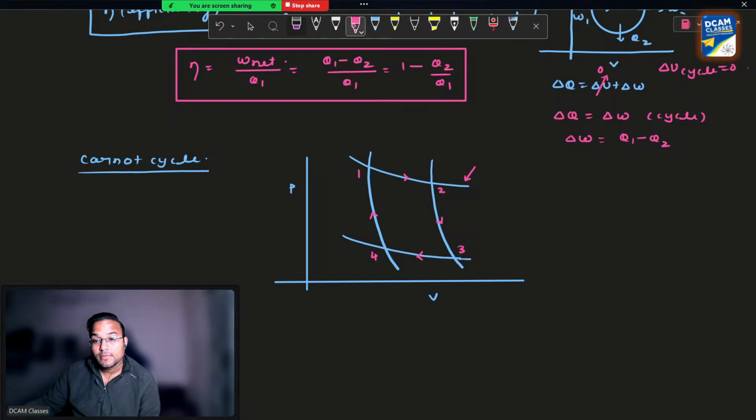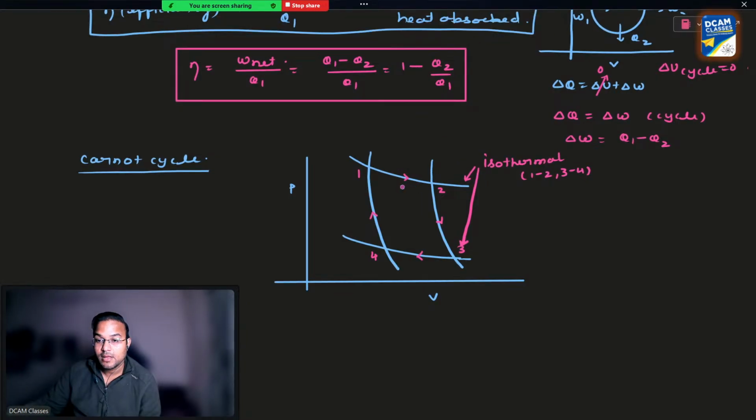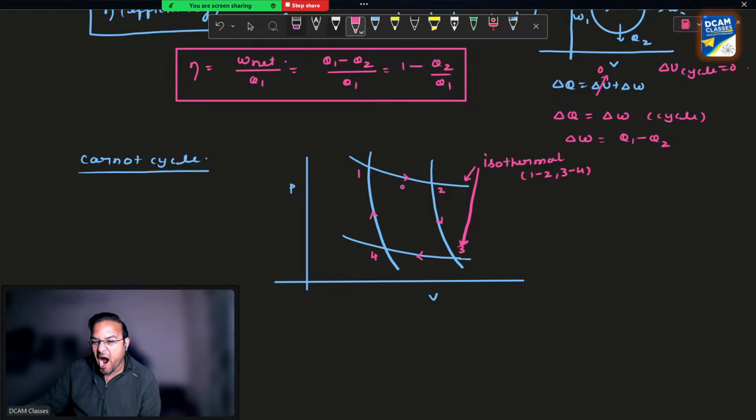Now, processes 1 to 2 and 3 to 4 are isothermal processes, and 4 to 1 and 2 to 3 are adiabatic processes.